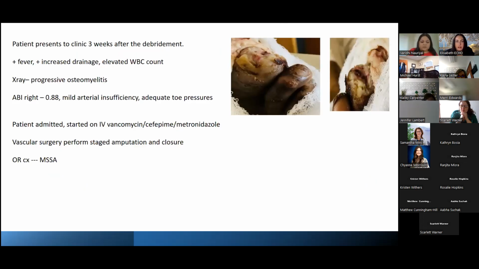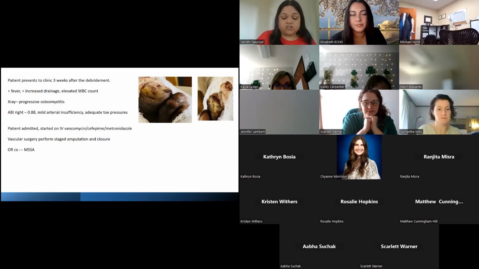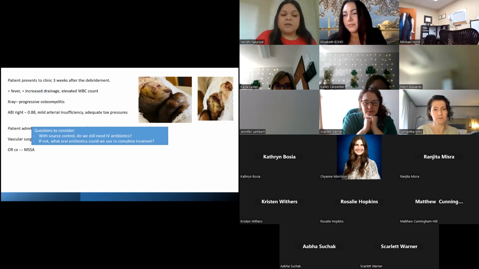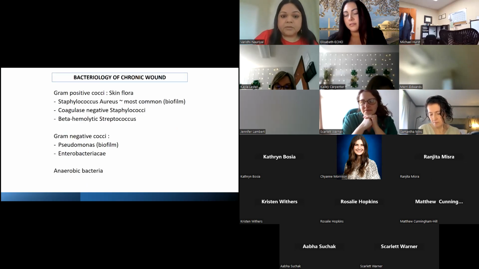So going back to this case, vascular surgery team evaluated this patient. He went in for a staged amputation and closure, and the OR cultures drew Staph aureus, which is methicillin susceptible. So in this, the question came up, now that we have source control, do we still need IV antibiotics on this patient? And if not, what oral antibiotics could we use to complete the treatment?